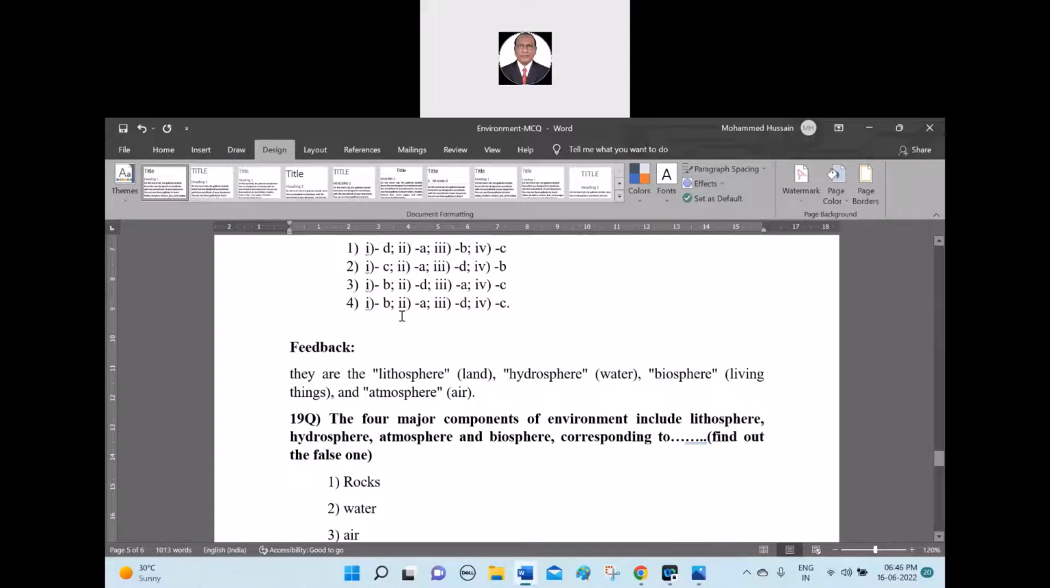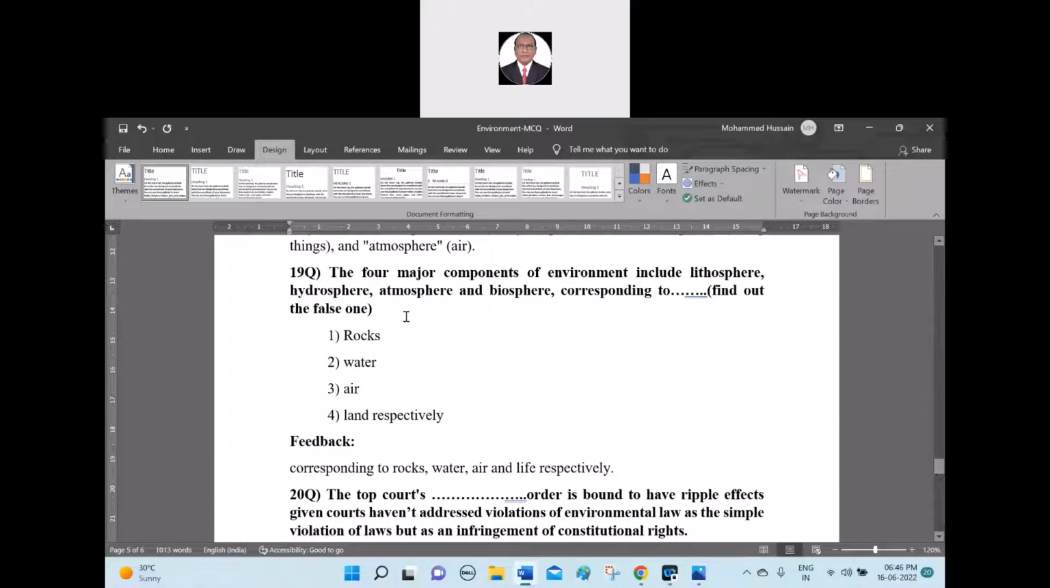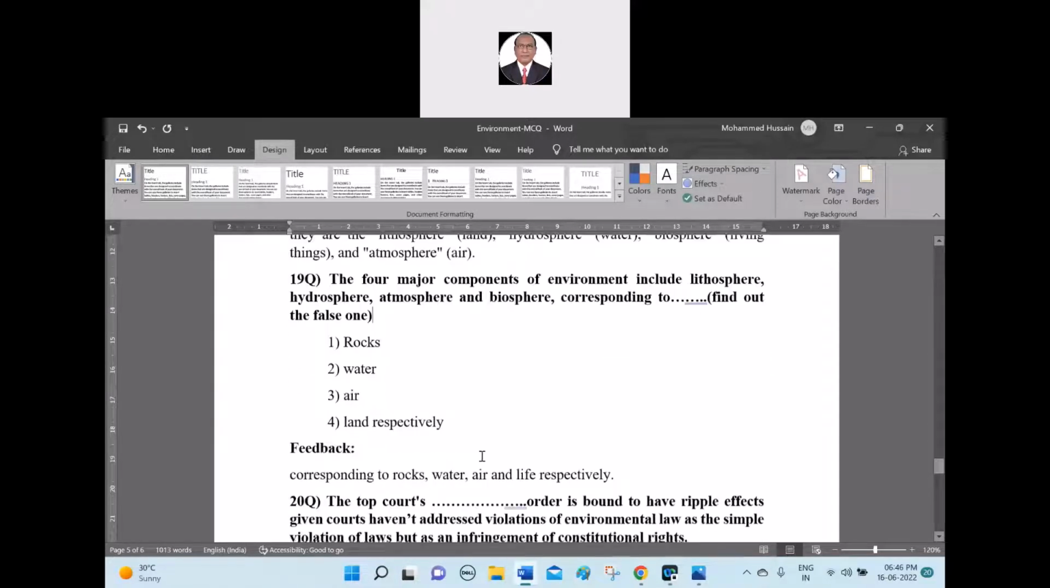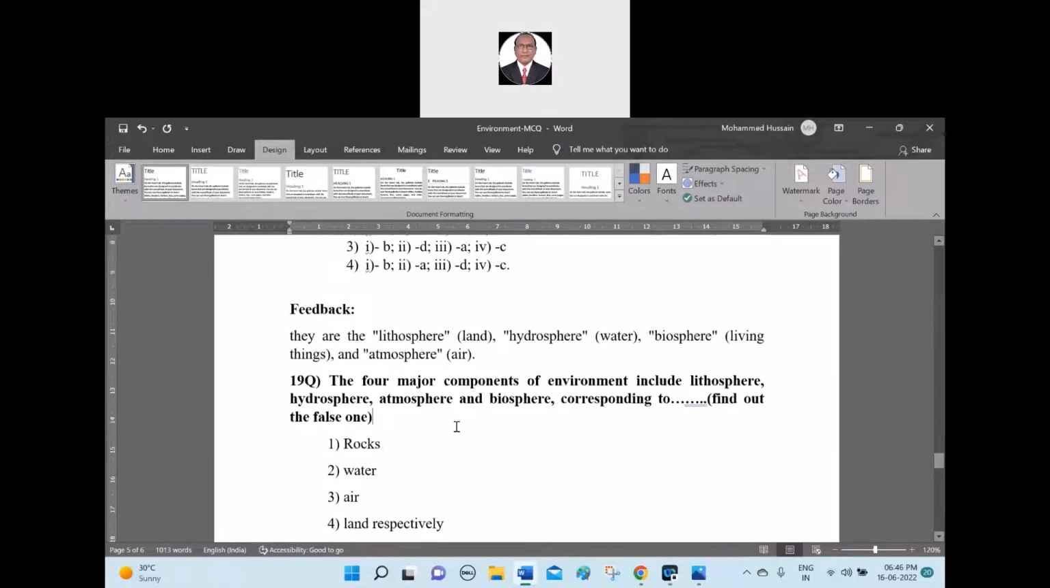Lithosphere, land, hydrosphere, water. Here land is missing. No, land is there. And at biosphere, living things, everything is there. All of them correct. Here, the answer is all of them. No. Which one the false one means? Find out the false one. We can say there is no false one. Actually, we should say which one is the correct one.